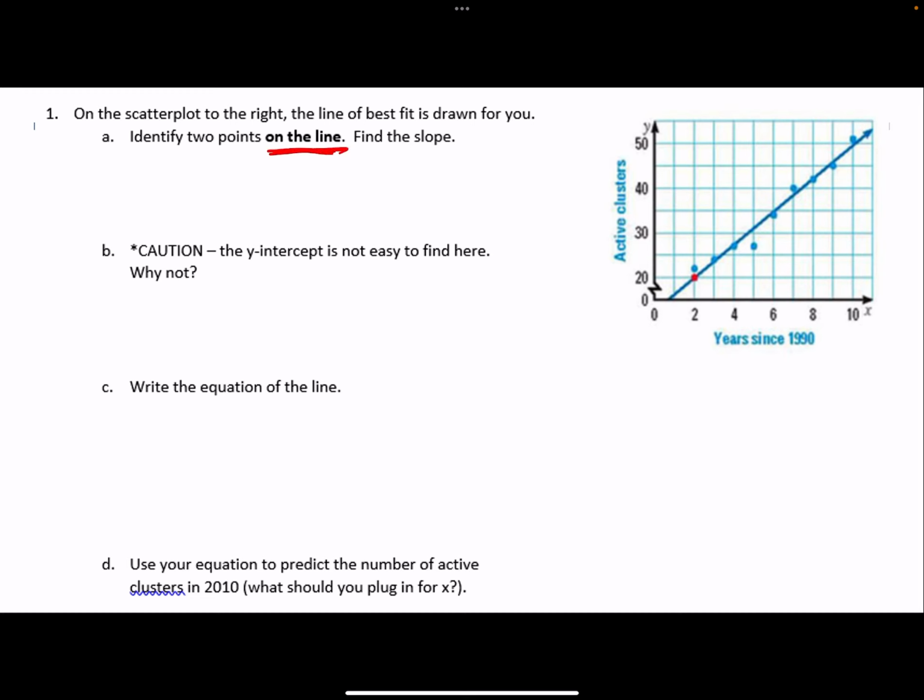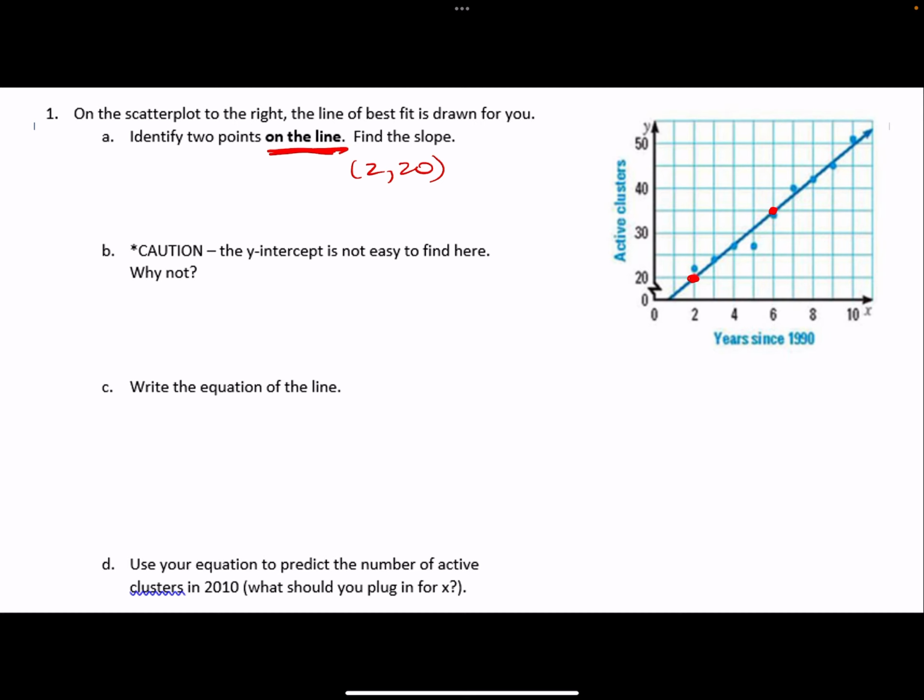Notice the words on the line are bolded because they have to be points where the line intersects the grid marks exactly. So this point here that's highlighted red is on this blue line and it intersects the grid marks exactly. That's the point 2, 20. And if I look for another place where the line goes through grid marks exactly, it looks like it goes through here.